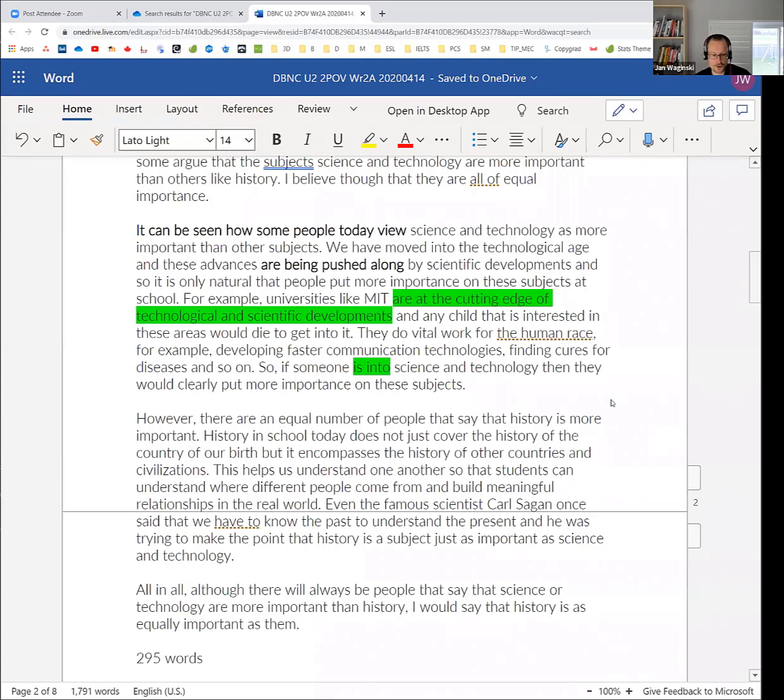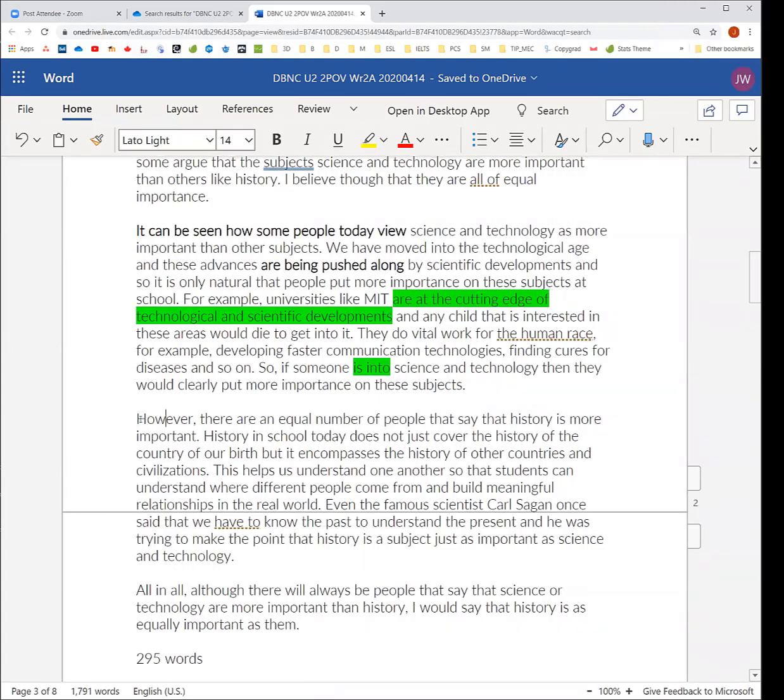Okay, good. All right. Sure, finish it off if you want. Okay. All in all, although there will always be people that say that science or technology are more important than history, I would say that history is of equal importance to them. Okay.